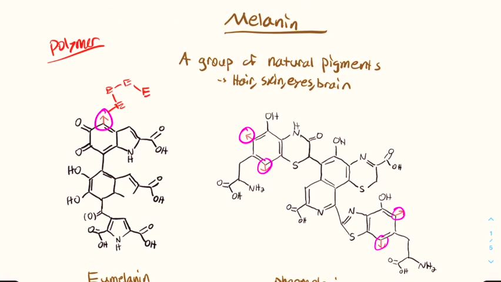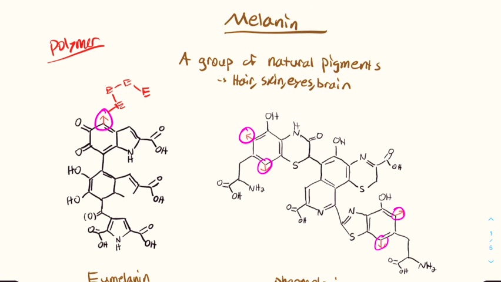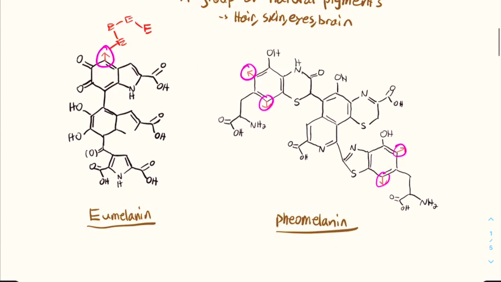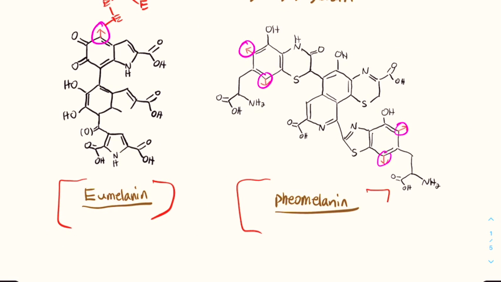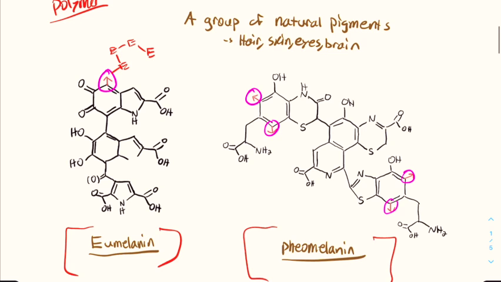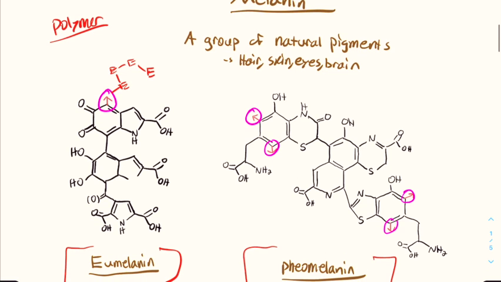So, melanin is a couple things. It's not one molecule, it's a group of natural pigments that we find in the hair, skin, eyes, and even the brain. And then there's two types of melanin, really two major types. There's eumelanin and then pheomelanin. Eumelanin is the most common in skin and hair, and pheomelanin is common in hair, fairly common in skin, but not nearly as much as eumelanin.